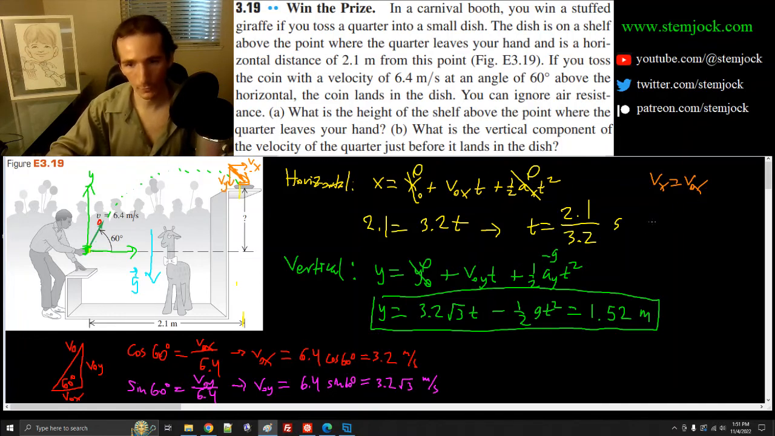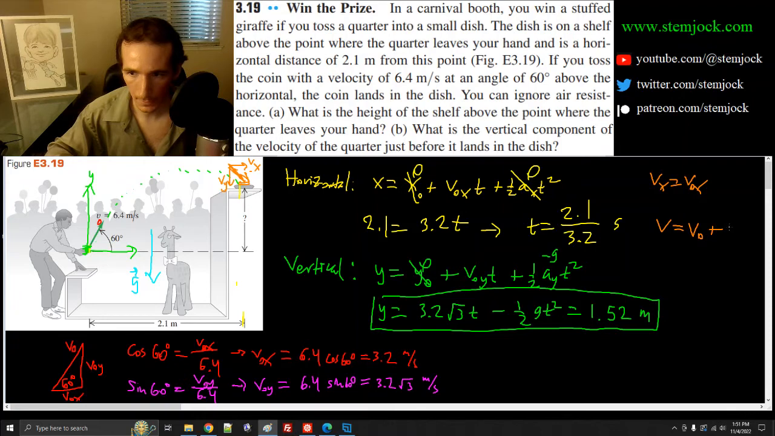Now vy, we have to use the kinematic formula relating final velocity with initial velocity, and that is this formula here, v equals v naught plus at. This is what you'll see in your textbook. And what we need to do is apply this formula in the y direction. So vy equals v0y plus ayt. Vy is what we're looking for. V0y, that is 3.2 square root 3, and ay is negative g. And t, that's 2.1 over 3.2.